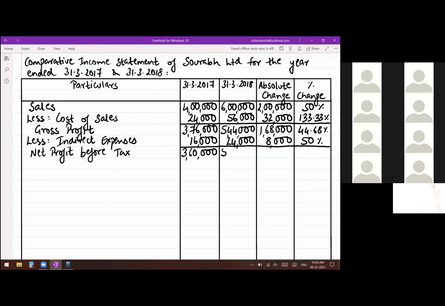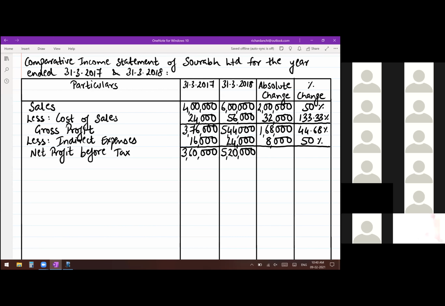5,20,000. Then absolute change, 1,68,000 minus 8,000. 1,60,000. Then percentage calculate 1,60,000 divided by 3,60,000 into 100. 44.44%.